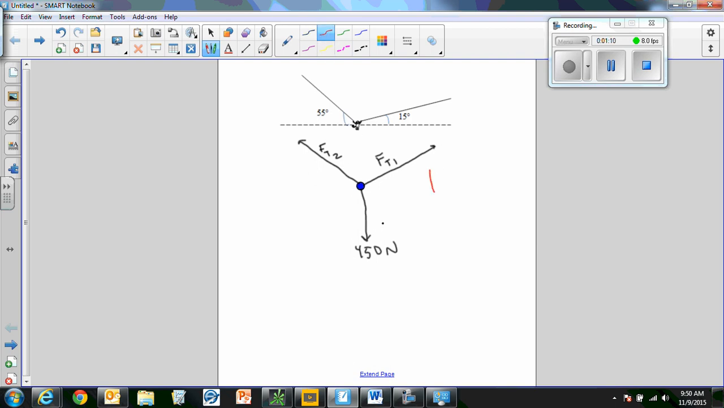So up this way, I've got a Y, and up this way, I have a Y. So these are two-dimensional forces. I have to divide them into X and Y's. And I know this angle here is 15 degrees. This one is 55 degrees.